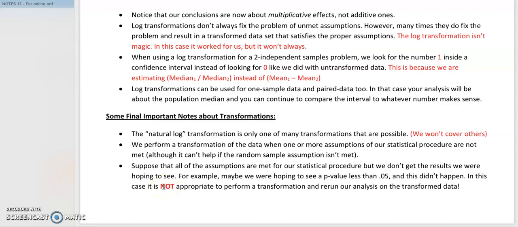All right, so that wraps up the section on the natural log transformation. In Notes 13, we'll start talking about how we might analyze qualitative data and think about trying to estimate population proportions instead of population means.